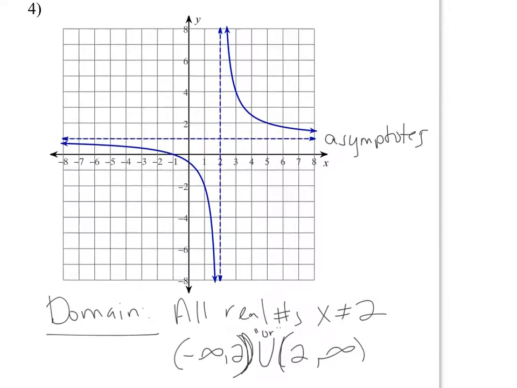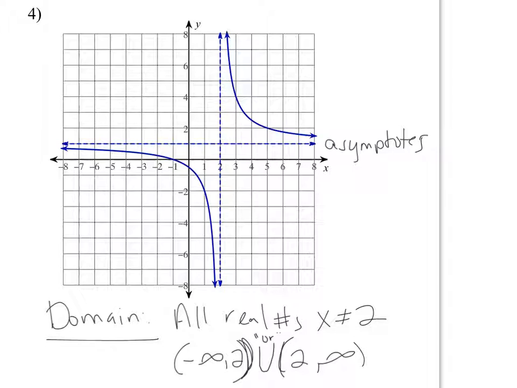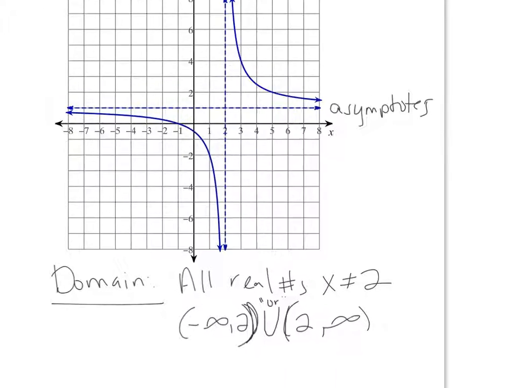Okay? And then the range is how high and low it goes. Well, this thing goes down forever, and it goes up forever. Okay? So it's going to go from negative infinity to positive infinity. Is there any y value that it skips? Well, yeah, 1 is skipped. So it's going to look similar to this, but 1 is going to be skipped.